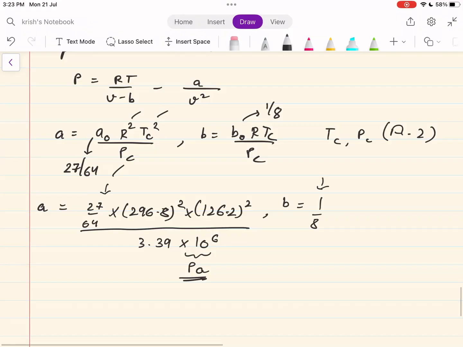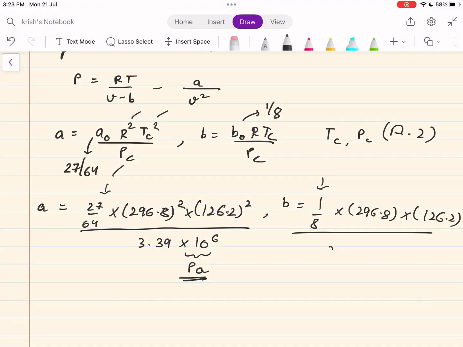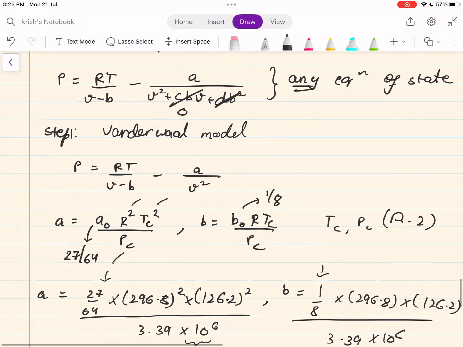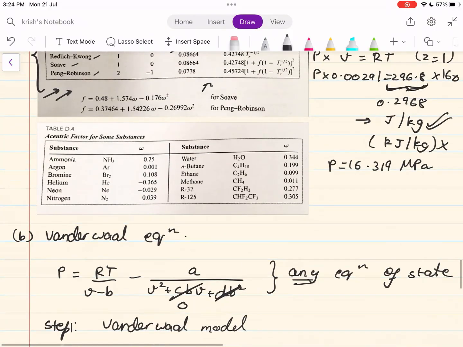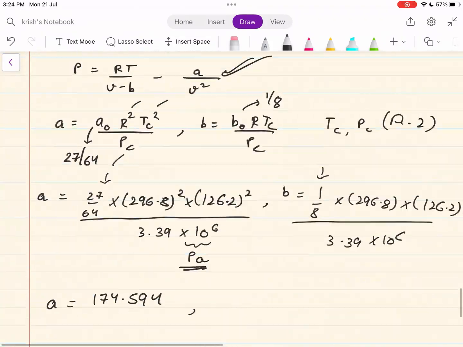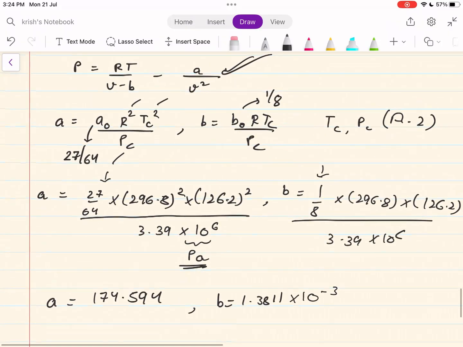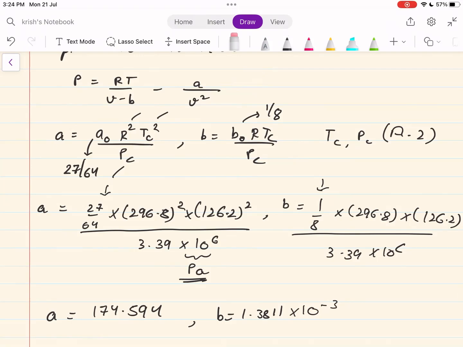Similarly, B will come out to be 1 by 8 value of B naught, value of A naught, into 296.8 into 126.2 divided by 3.39 into 10 to the power 6. Our A will come out to be 174.594. Units are not really important right now because we know that this equation is correct dimensionally, because obviously we have gotten it from the table, right? B equals to 1.3811 into 10 to the power minus 3.